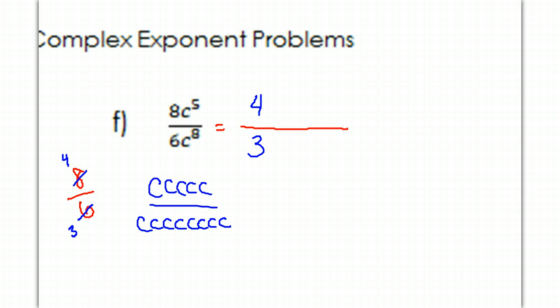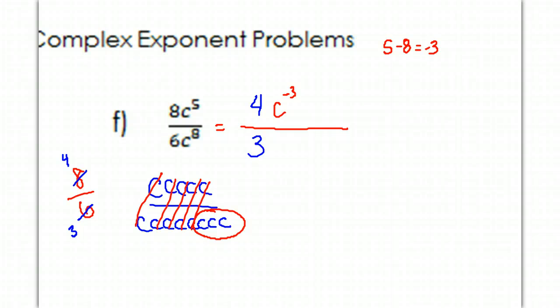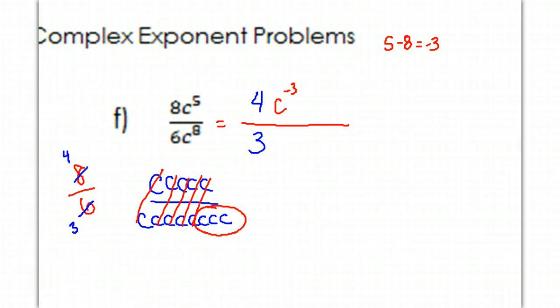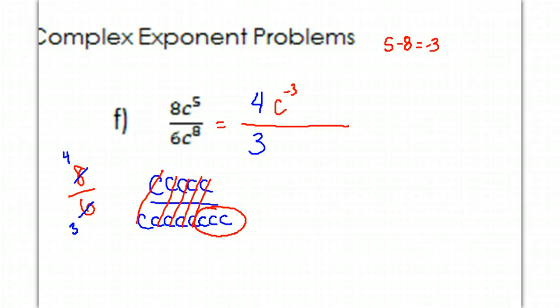So now if you think about 5 c's on top and 8 c's on the bottom, you know that we can cancel things out. And this is like what we talked about in class, but we know that there are actually 3 leftover c's, and those leftover c's are on the bottom. The subtraction rule says we can just go ahead and do 5 minus 8 with the exponents, and we get negative 3. So if you do it that way, it would be c to the negative third on top, like this. But we don't like that negative exponent, so you'd actually move that down.